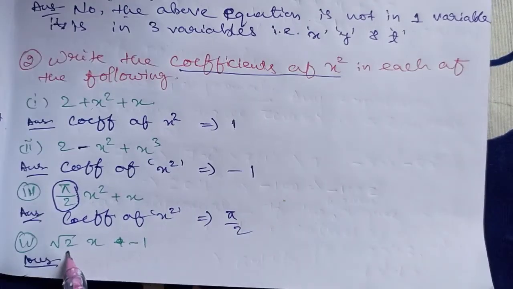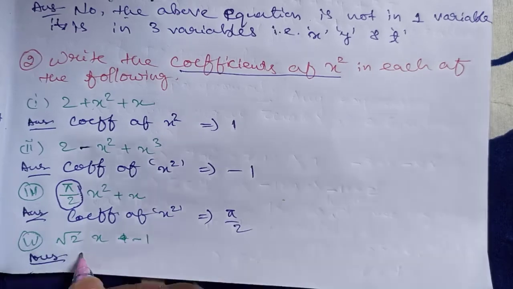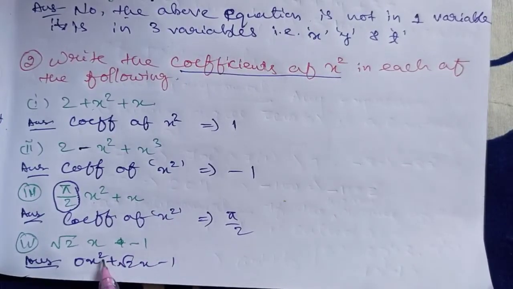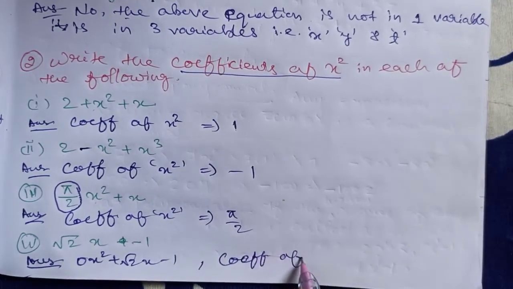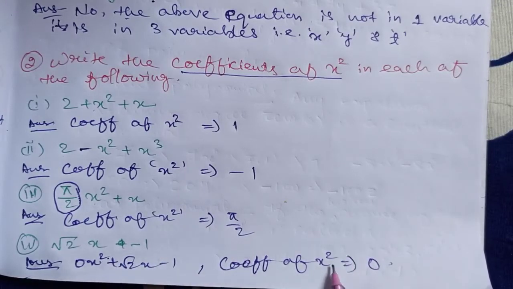In the fourth bit, it is given root 2x minus 1. Is it a polynomial? Yes, it is a polynomial because square root is given only for the number, not for the variable. Is there any x square for this expression? No. So we can write 0x square plus root 2x minus 1 for the above equation. There are no x square, so you can write 0x square. So what will be its coefficient? Coefficient of x square will be 0 here because the term is missing. That's why we are taking coefficient of x square as 0.